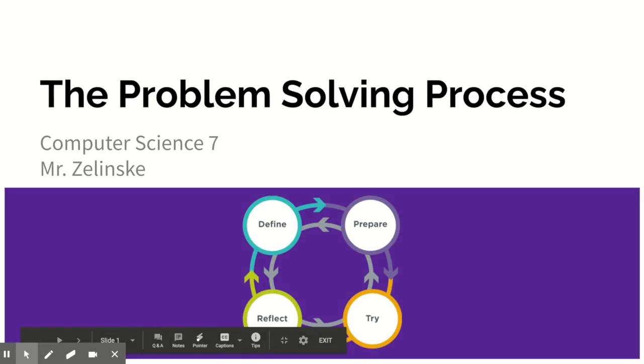Hello, 7th grade. Today we're going to be discussing the problem-solving process here in computer science. We went over this a little bit before, but we're going to go a little bit more in-depth today. Okay? So as you can see, the problem-solving process is a circle. It's going to be very important to remember for today, in a circle.